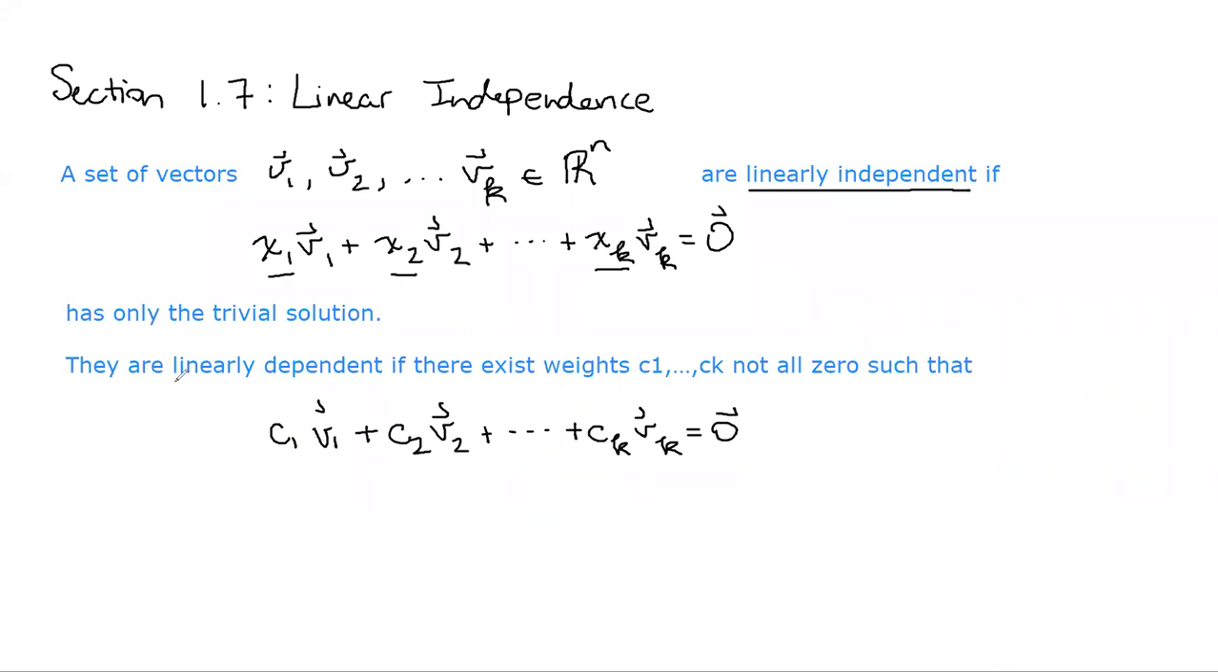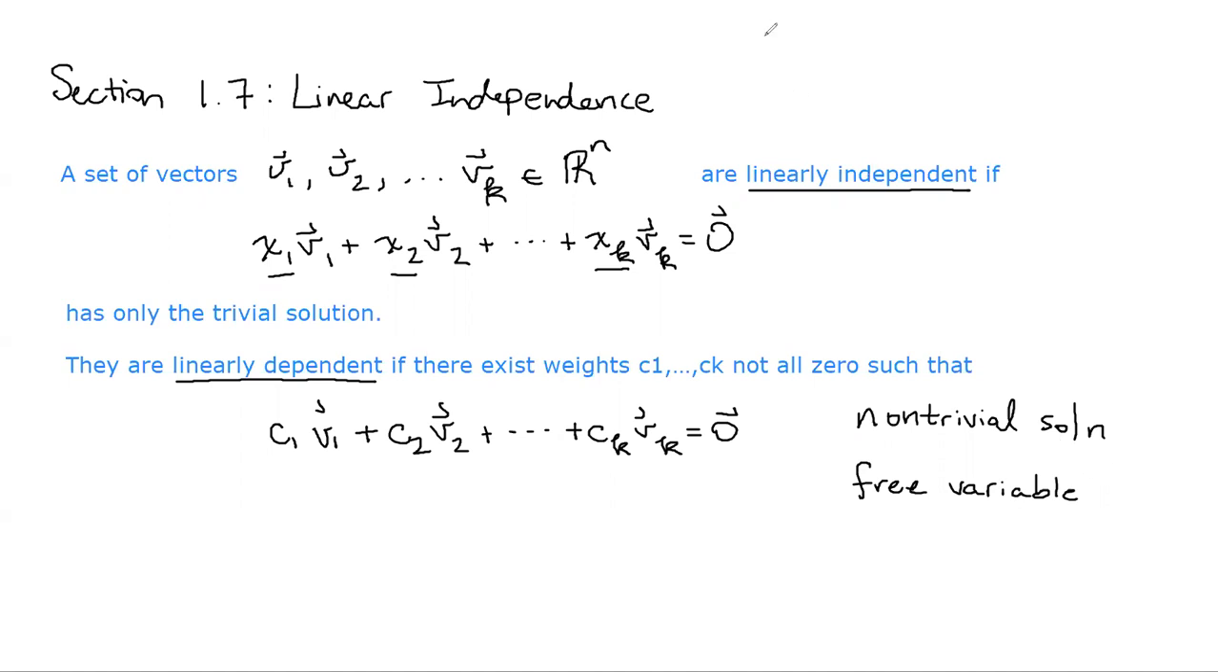In contrast, they're called linearly dependent if there exist some weights that aren't all zero, so that when we take that linear combination and set it equal to zero, this system holds. Remember that if we have a non-trivial solution, which is what we're really saying right here, that happens if and only if there is a free variable in this system. So to tell whether a set of vectors is linearly independent or linearly dependent, we just need to check to see whether there's a free variable.